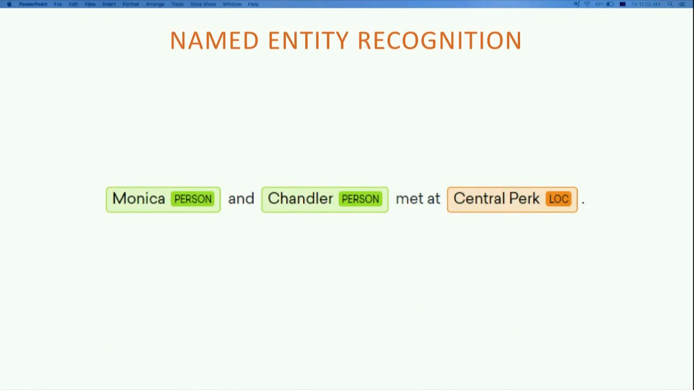And with named entity recognition, you have a sentence, and your goal is to recognize one or more types of entities and just mark them in the text. So annotate. Okay, so Monica and Chandler met at Central Park. Central Park is a location. Monica and Chandler are people.